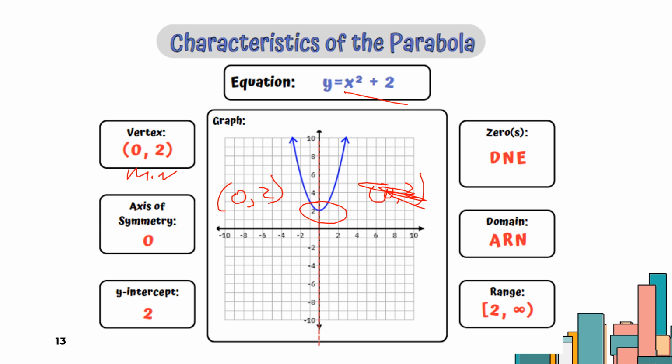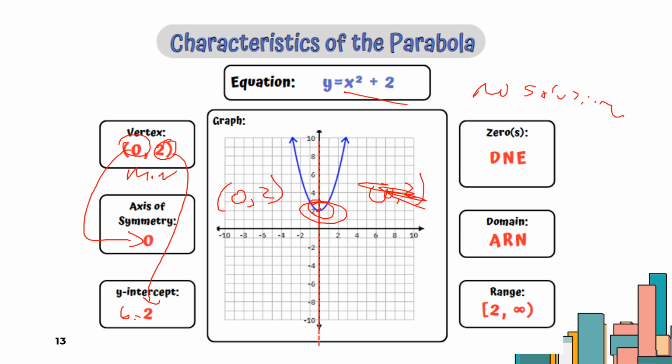Our axis of symmetry, well, that's your x value, which is right here. And anytime x is 0, that number that goes with that x, that's your y-intercept. So our y-intercept is b equals 2. We verify that by looking at the graph. The vertex crosses at 2. Your y-intercept will not always be at the vertex. Our zeros, well, there's no solution.